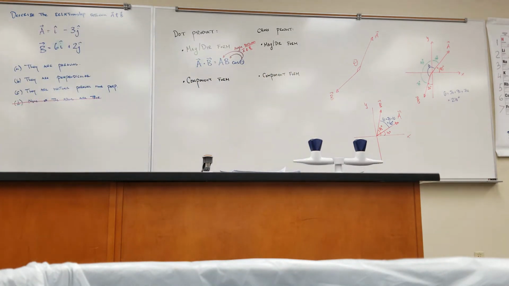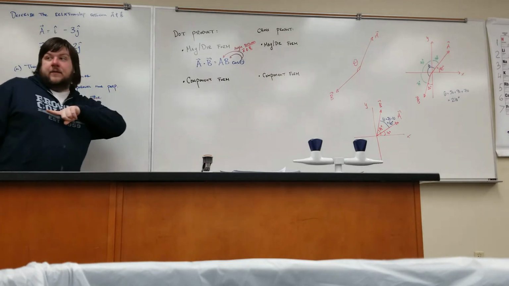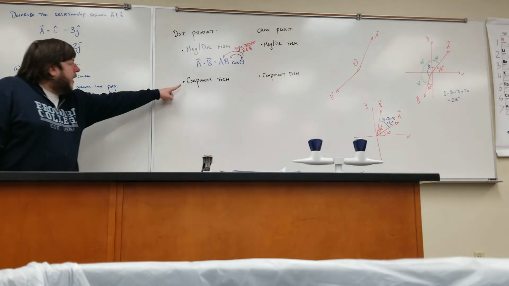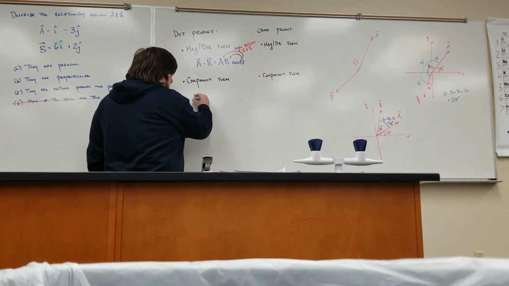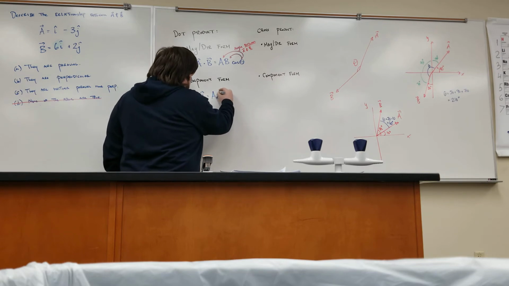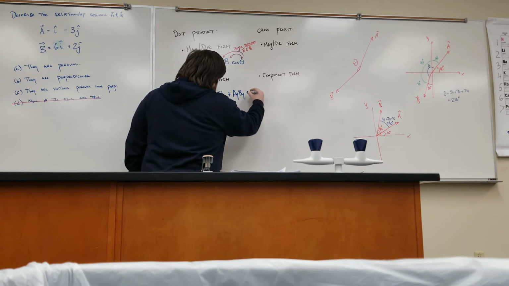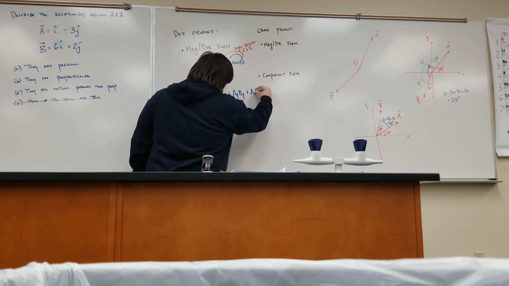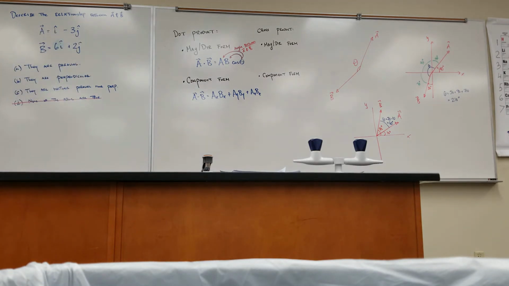But what if you're given A and B not in magnitude and direction form, but in component form? Convert it. You can. Well, you don't have to convert it, but there's a component form equation. The component form equation is A dot B equals AX times BX plus AY times BY plus AZ times BZ, if you have a Z component.